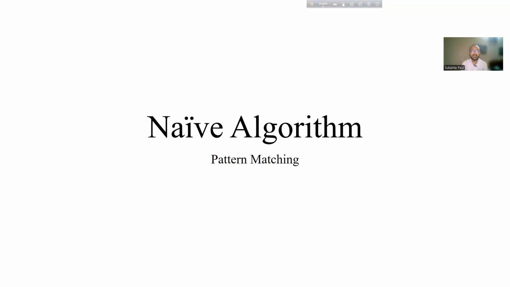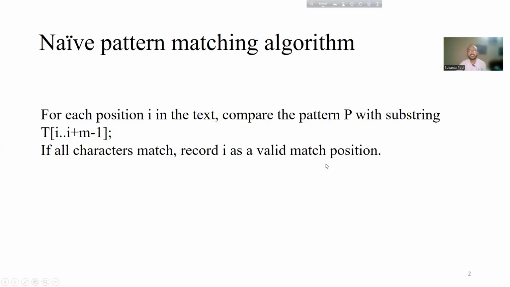Naïve algorithm is a pattern matching algorithm where for each position I in the text, compare the pattern P with substring T. If all characters match, then record I as a valid match position.